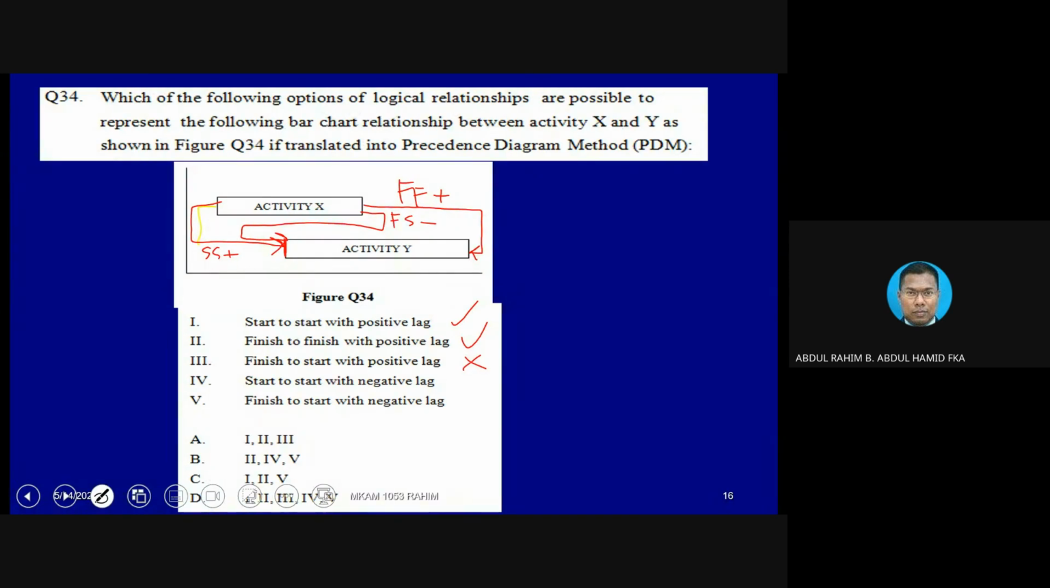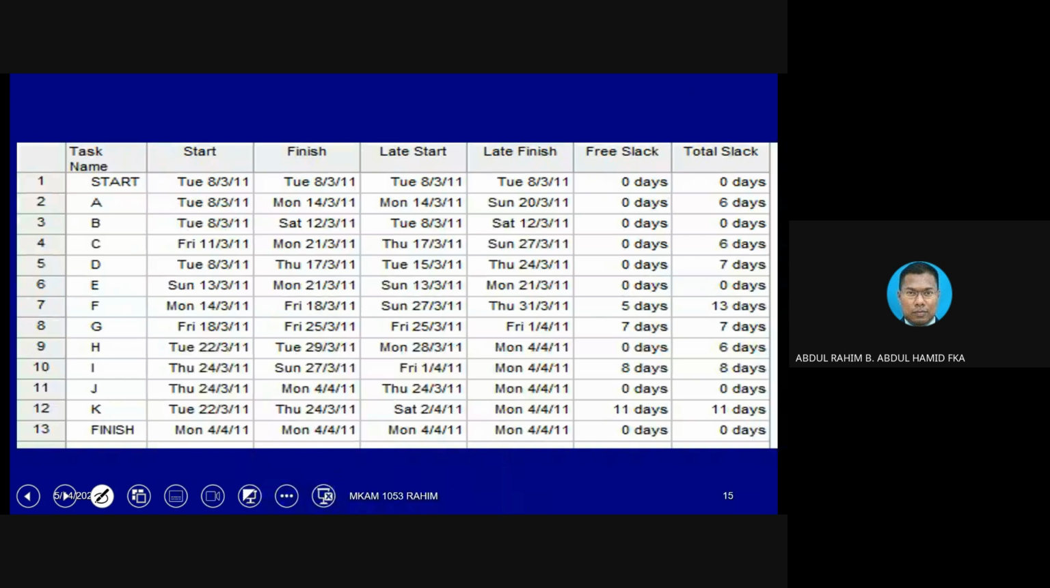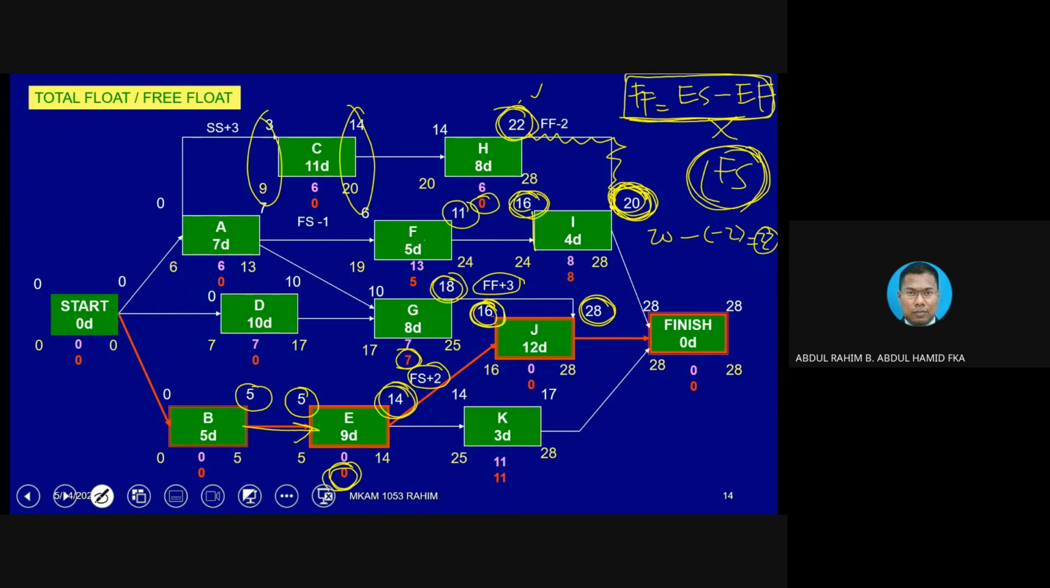And statement number 4, start to start with negative lag, cannot be, because the first one is already the correct answer. And finish to start with negative lag is the one. This is just to give you an understanding of the theoretical concept of lead and lag. Once you understand lead and lag, later on you will understand how this is translated into the values in the diagram, as we have done before.